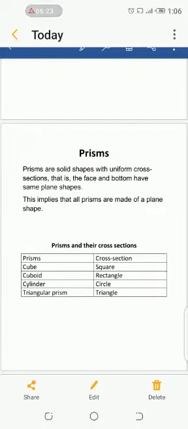Or if you don't want to use the word cross section, you can as well say it is a solid shape that has same plane shape at the bottom and at the top. So when you look at the top and the bottom of the prism, you have a plane shape at the bottom, plane shape at the top. Now this implies that all prisms are made of a plane shape. Yes, of course.